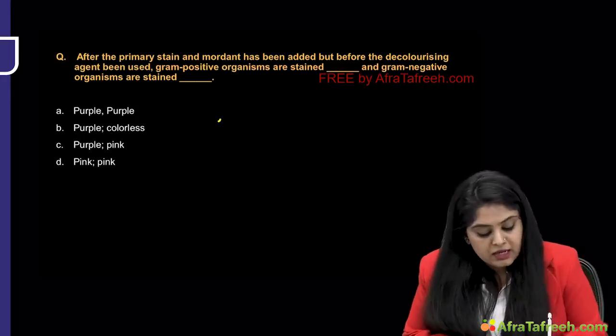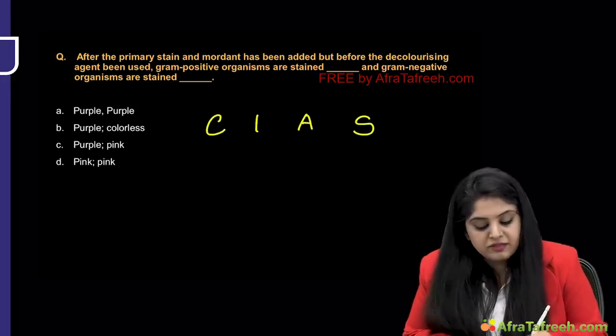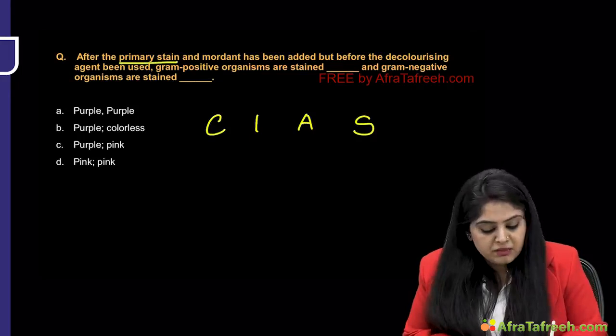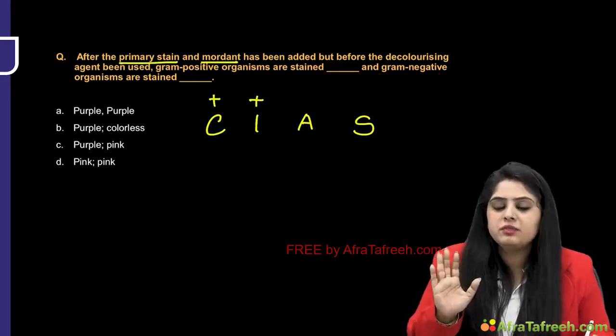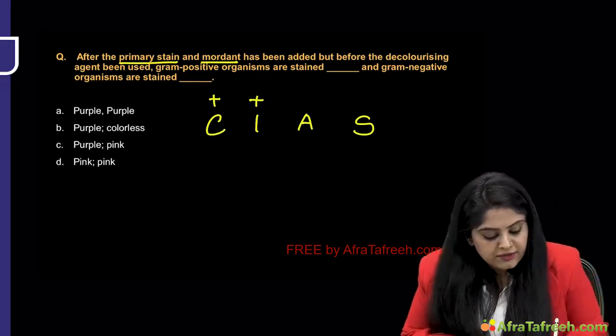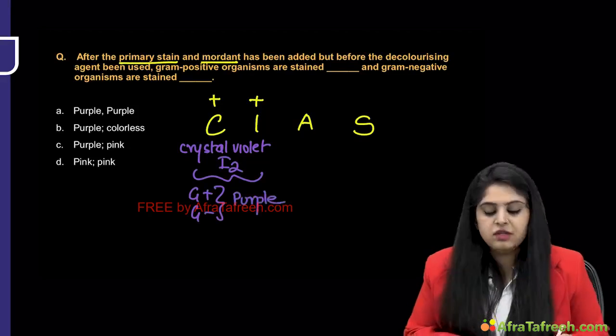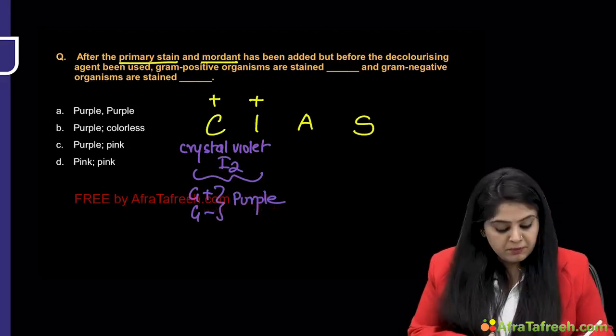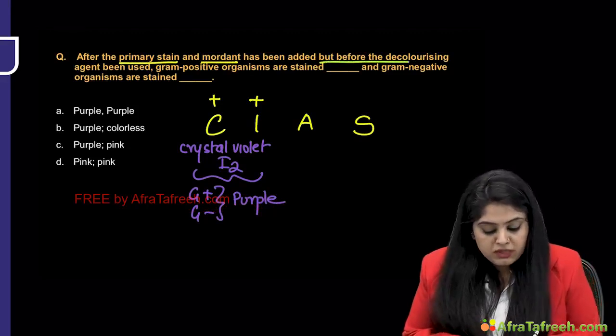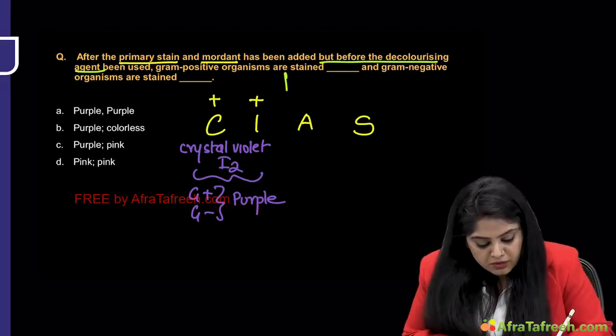So let me write. Crystal violet and iodine. They have said the primary stain has been added, the mordant has been added. Right now, all organisms are what in color? I had studied that when crystal violet is added and iodine is added, at that moment everything is going to be purple in color, whether it is gram negative or gram positive. So right now, everything is purple. But before the decolorizing, they have stopped the process here.